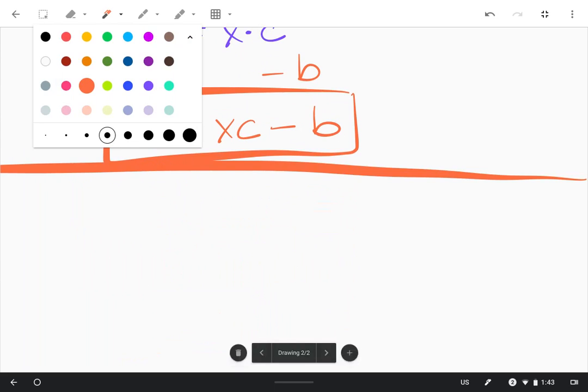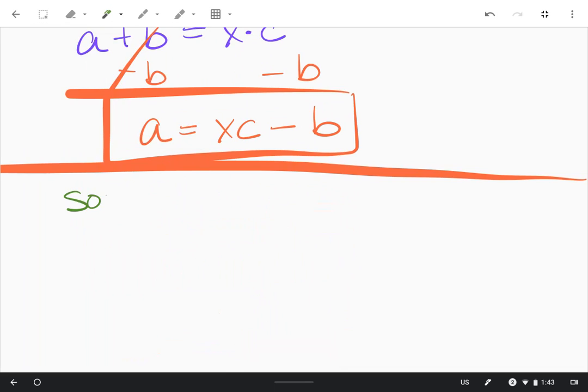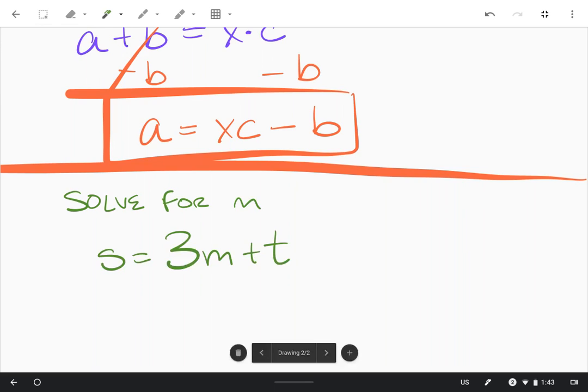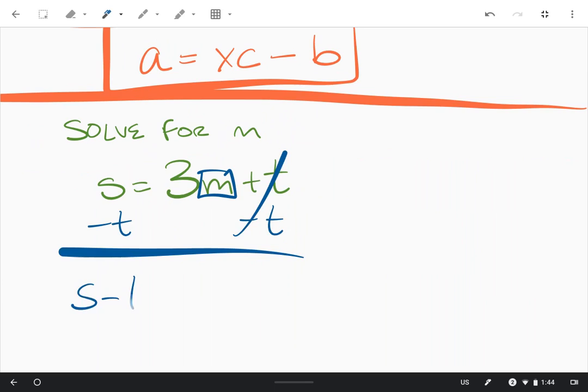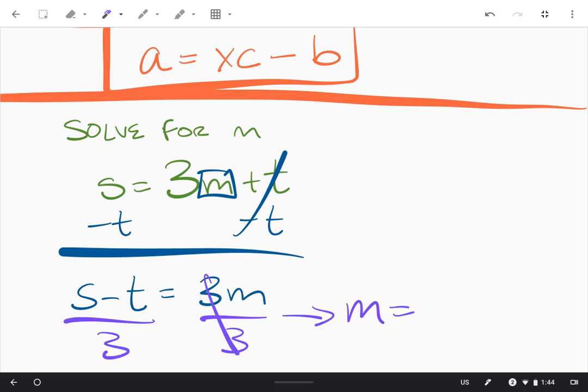All right, so in our next one, we have solve for m. And it says s equals 3m plus t. And I want to solve for m. First things first, I'm going to subtract t from both sides. I'm going to get s minus t equals 3m. And then I need to get rid of that 3. So I'm going to divide both sides by 3. And then the final step, I have m equals s minus t divided by 3.